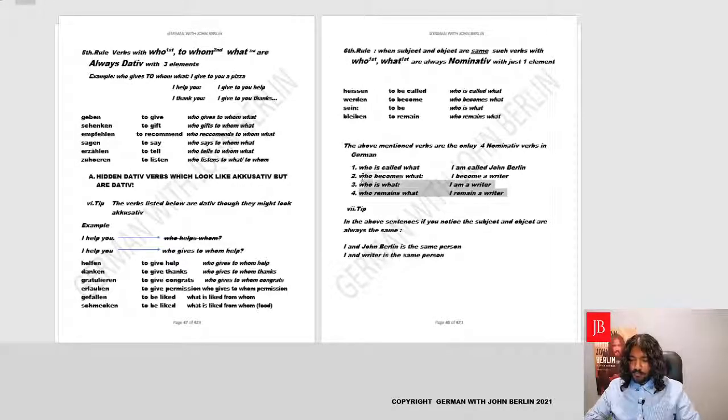So all these four verbs, to be called, to become, to be, and to remain, are the only four German verbs which are nominative. If you remember these, you will remember all the nominative verbs. So what is to become? Werden is to become. I become. Sein is to be. And bleiben is to remain. Who remains what? Perfect. We'll practice these verbs, since we have understood the types of verbs there can be based on what the verb requires.